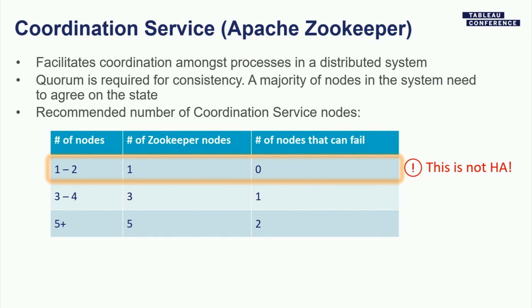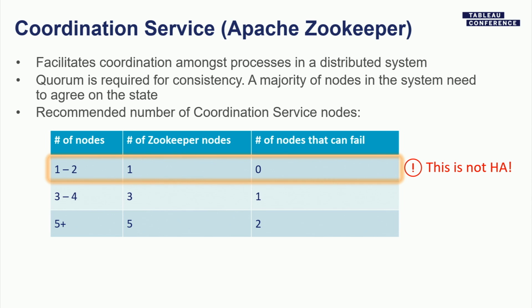For an even more highly available configuration, if you have 5 or more nodes, you can actually go up to a 5-node coordination service ensemble. And when you have 5 nodes, you can lose up to 2 of those nodes and still have that majority quorum established.